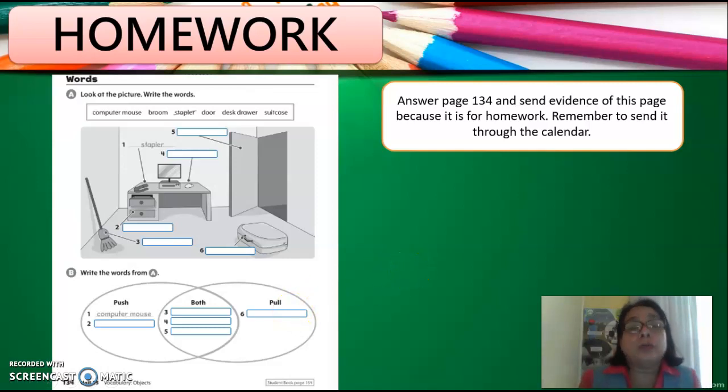Okay, so the class is over. Remember, study the pages I told you. Do the activities on the workbook and in the student book. Watch the video and please do your homework and send it through the Algebraics calendar.